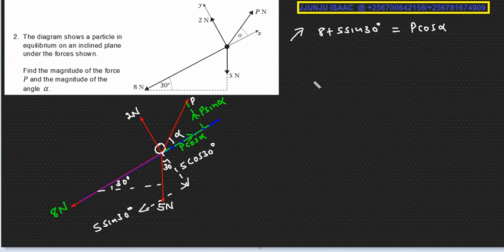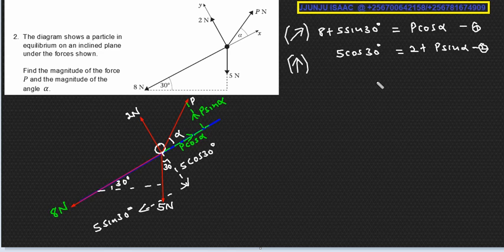So let us see now perpendicular to the plane. So perpendicular to the plane, we have these two up and this P sine balanced by this 5 cos. So 5 cos 30 degrees will be equal to 2 plus P sine alpha. So those are the two equations which you need to solve simultaneously. There are two unknowns and two equations. So you can solve these two equations simultaneously. We get P and we get alpha.